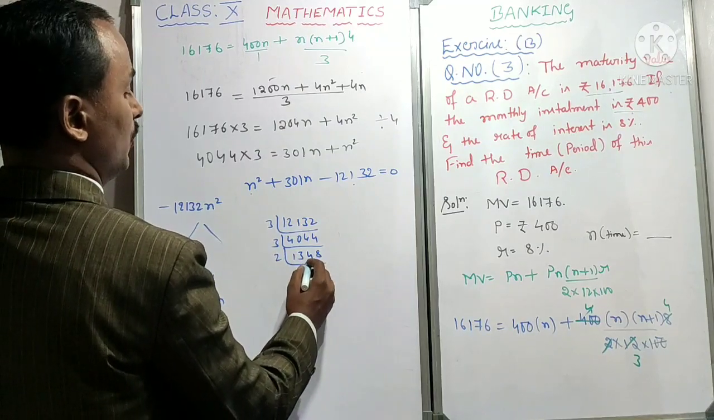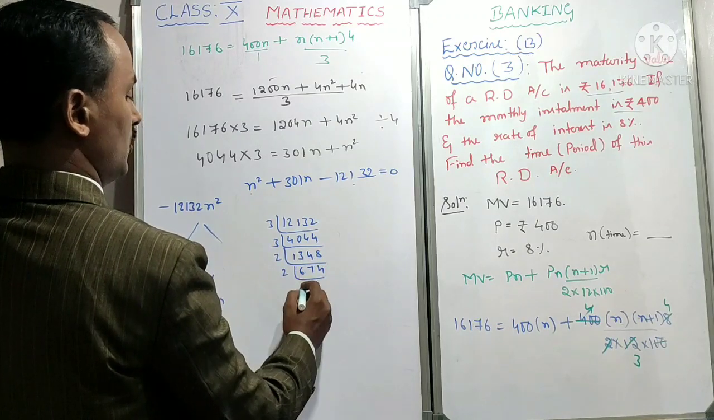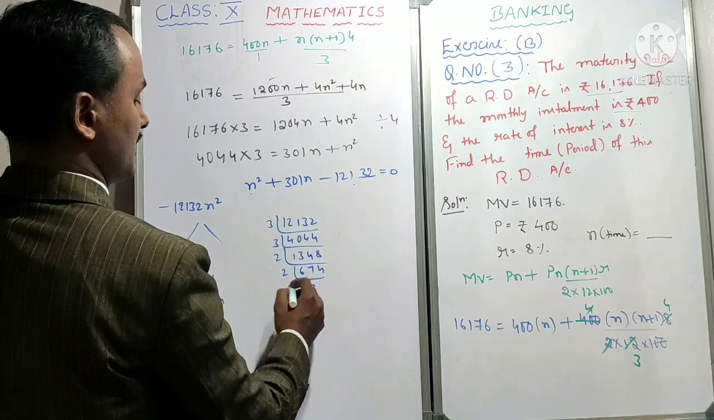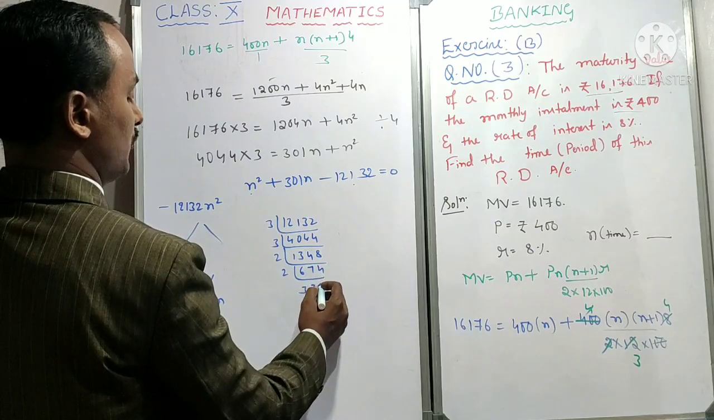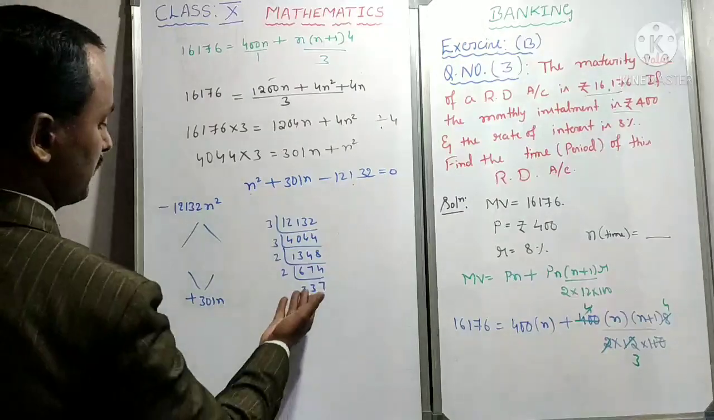2 6s are 12, it became 14. 2 sevens are 14, 2 fours are 8. Again, 2 threes are 6, 2 threes are 6, one carry becomes 14, 2 sevens are 14. 337 is not divisible by any number. It is a prime number.